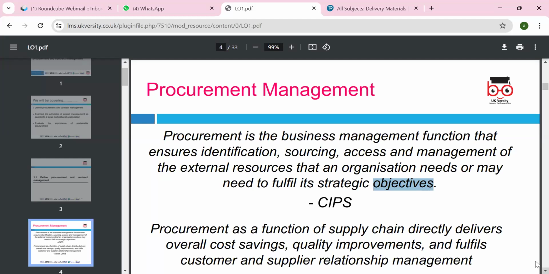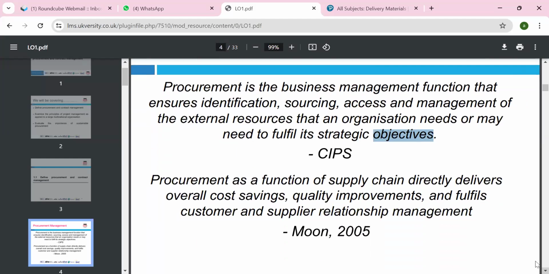According to CIPS, which is the Chartered Institute of Procurement and Supply, procurement is a function of the supply chain. The most important function in our organization is supply chain management, because a lot of cash is stuck in the supply, and we need to make sure we manage deliveries effectively, the overall cost saving, quality procurement, and fulfill the customer and supplier relationship management. That is very crucial.